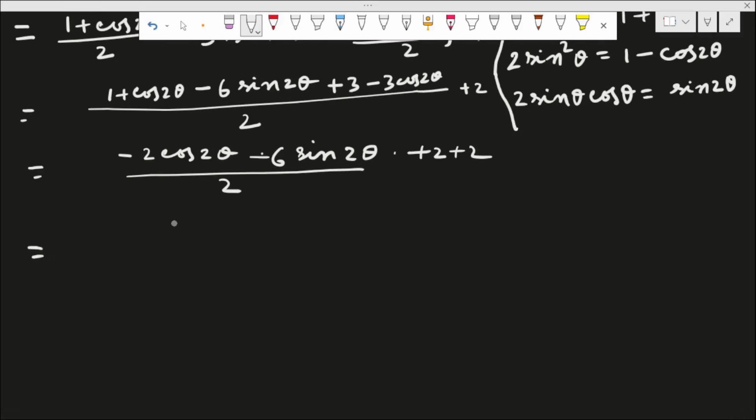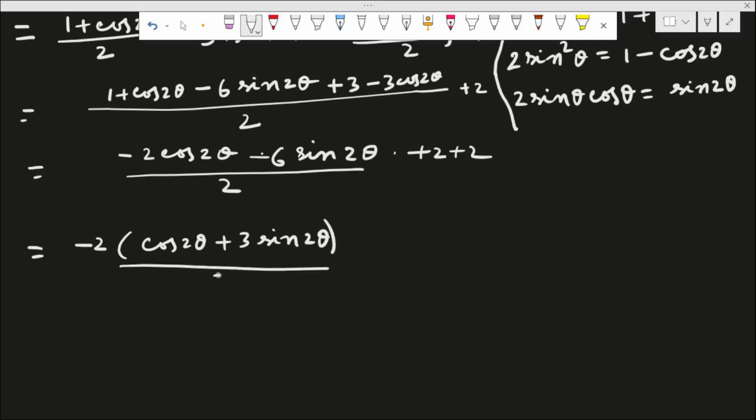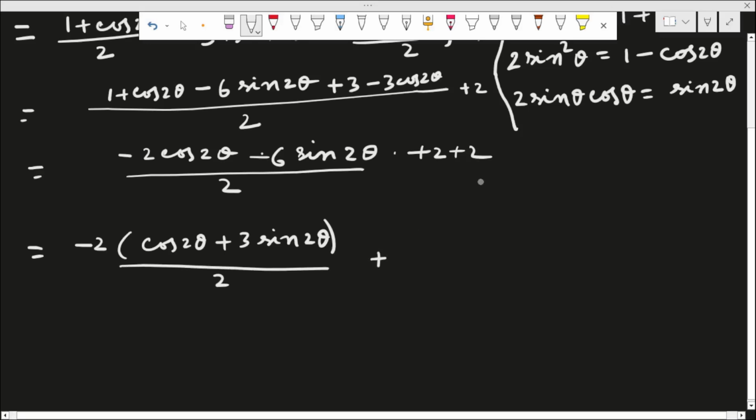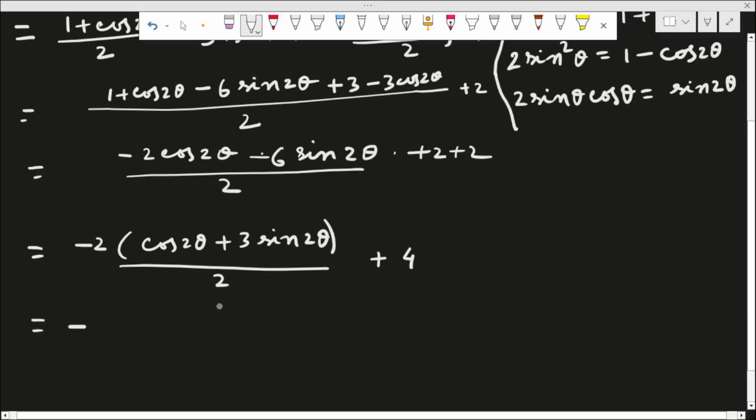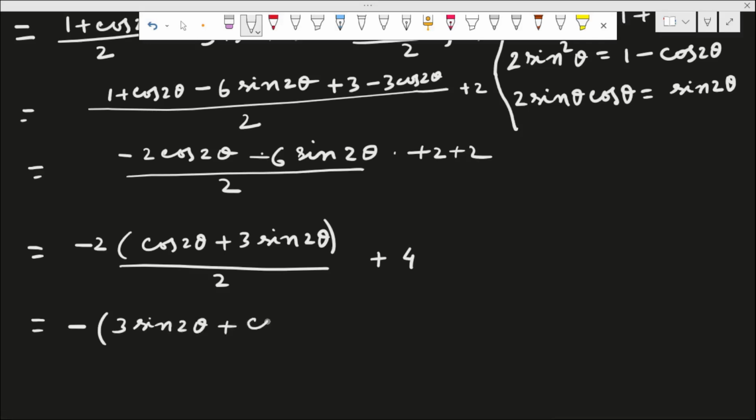What will be next? Take out common minus 2. What will be the numerator by 2, 2 plus 2 is 4, minus, rearranging and writing, 3 sin 2 theta.